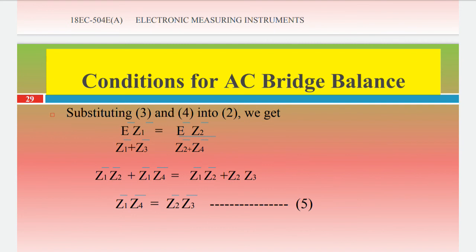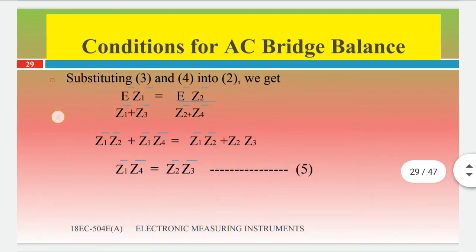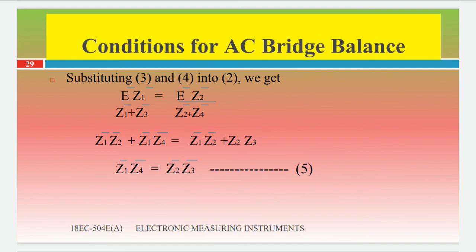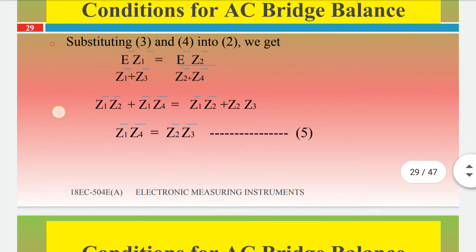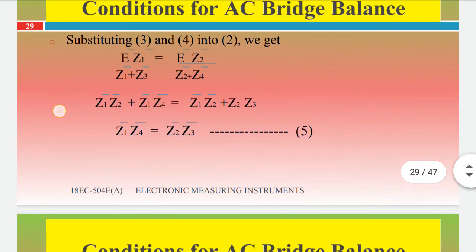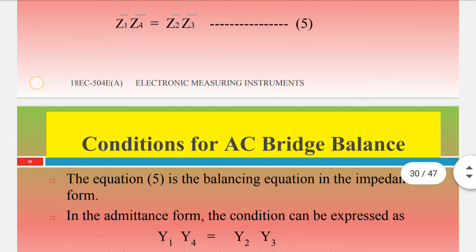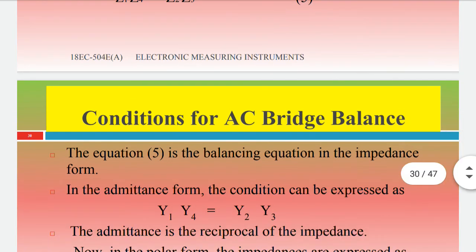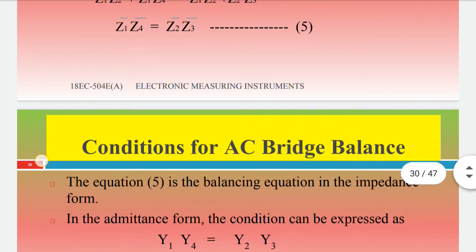If we cross multiply, we get Z1 into Z2 plus Z4 and Z2 into Z1 plus Z3. That is Z1 into Z2 plus Z1 into Z4 is equal to Z1 into Z2 plus Z2 into Z3. So Z1 Z2 on both sides cancel, and only the remaining terms stay: Z1 into Z4 is equal to Z2 into Z3. Call this equation 5. So this is the final balancing equation in the impedance form, that is Z1 Z4 is equal to Z2 Z3.